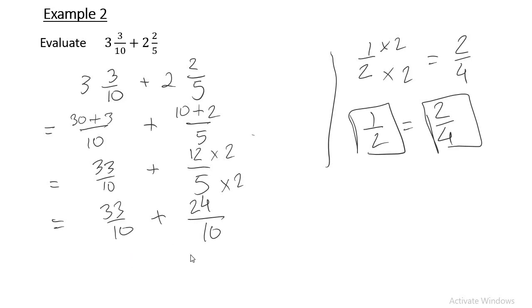Now we have the same denominator on both fractions. We can just add the numerators. Only add the numerators, do not add the denominators. The denominator stays as it is. So we will have 10, and then if we add 33 plus 24, we will get 57.